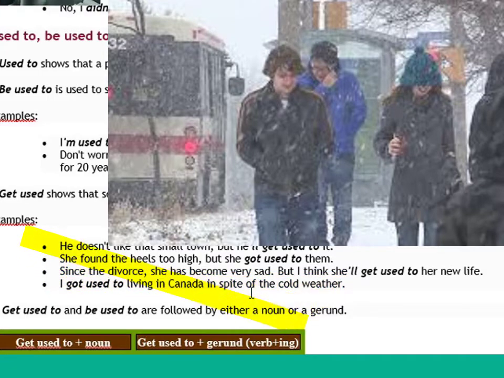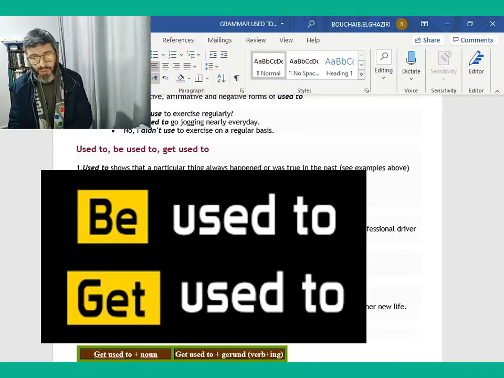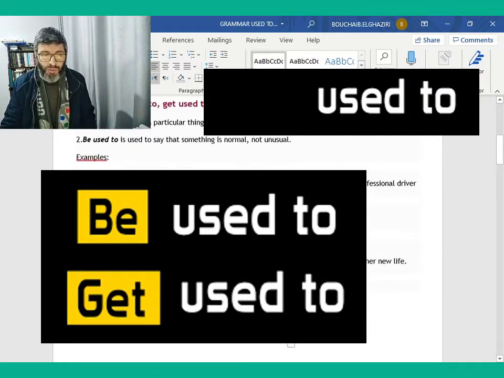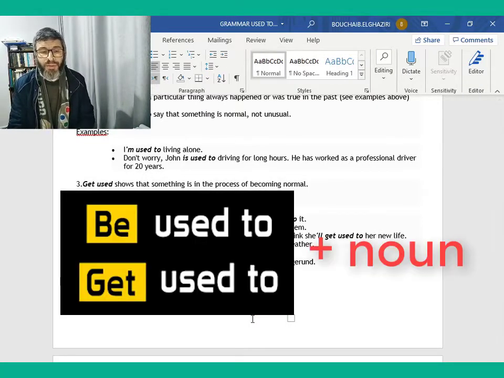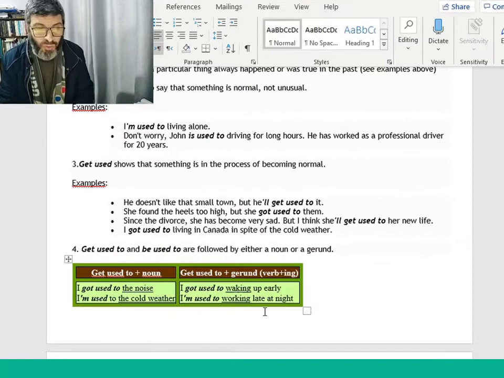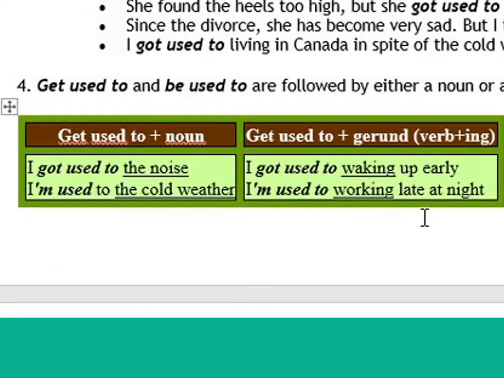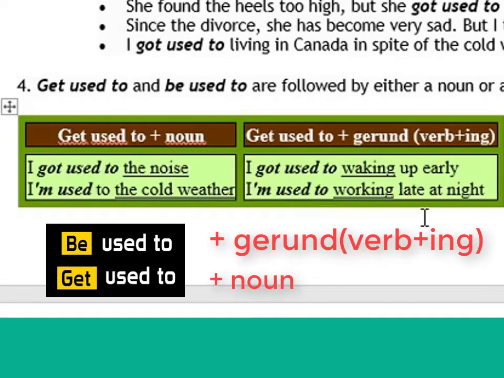became very normal. So, get used to and be used to structures are different from the previous one, used to. Get used to and be used to are followed by either a noun or a gerund. Example here: I got used to the noise. I'm used to the cold weather. I got used to waking up early. I'm used to working late at night.